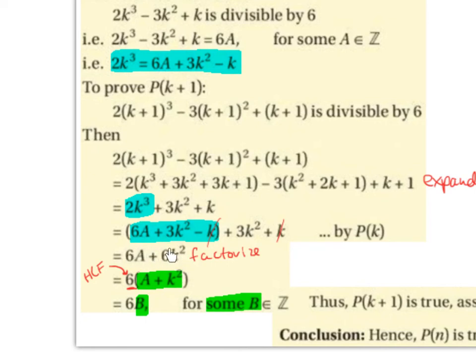So next we're going to factorize, so we take out the 6, which is the HCF, the highest common factor. 6 into 6a leaves us with a, 6 into 6k squared leaves us with k squared. Now we're going to substitute a plus k squared for b. So b is some b, which is an element of the integer set. It doesn't matter what it is. What we care about is that we have 6 multiplied by something. So we have this equal to 6 multiplied by something, which means this is divisible by 6, which is what we wanted to prove.